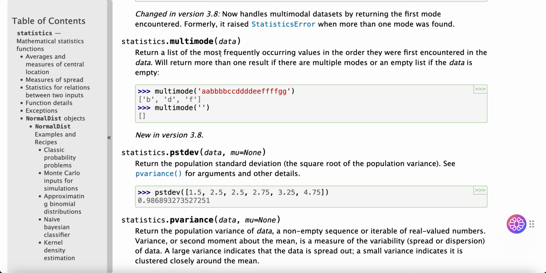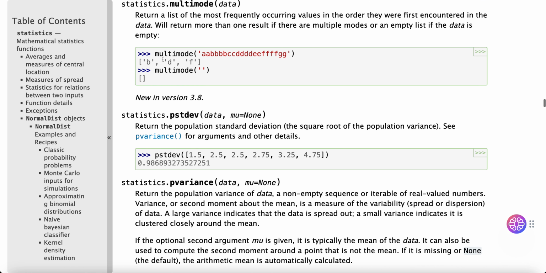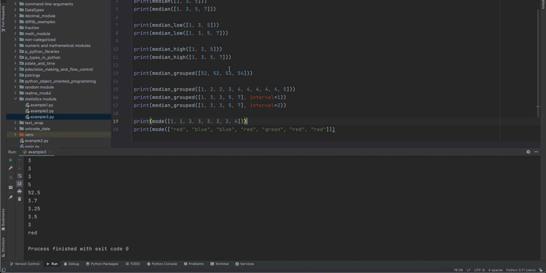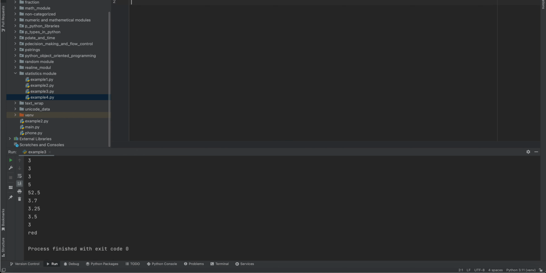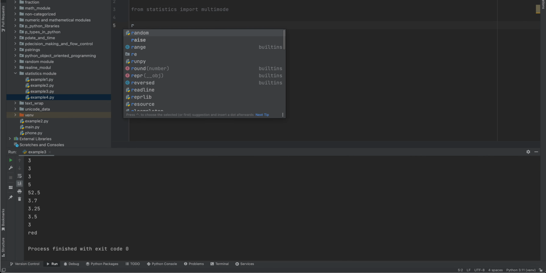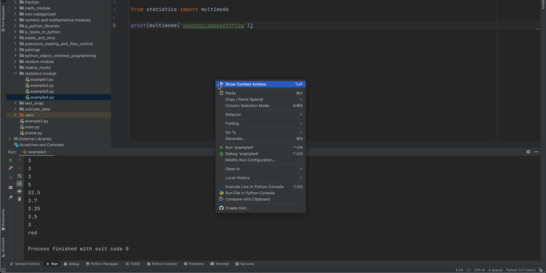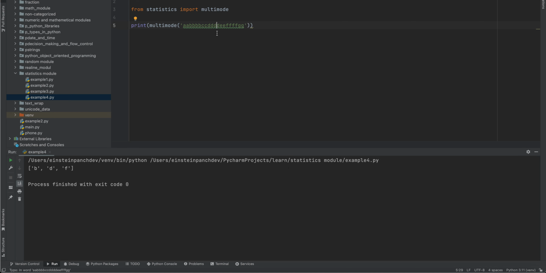statistics.multimode(data). Return a list of the most frequently occurring values in the order they were first encountered in the data. Will return more than one result if there are multiple modes, or an empty list if the data is empty. Multimode. Let's do the example. From statistics import multimode, print multimode. Let's run it. All are 4 times, that's why it is.